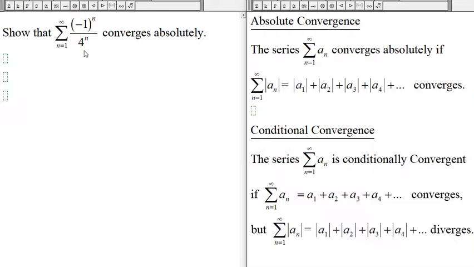Here we have the infinite series of negative 1 to the n dividing by 4 to the n. And we want to show that this alternating series converges absolutely. And here's the definition of absolute convergence. A series converges absolutely if we put absolute value around the a sub n and it still converges, then we say that it converges absolutely.